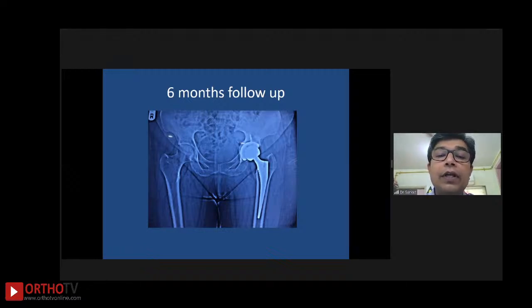And Vinay, I would like to ask you, if you get this case, what would you have done differently? Like you would have got the CT scan. It would have shown that there is some medial wall defect. And what different would you have done? Like did you use gription for this?